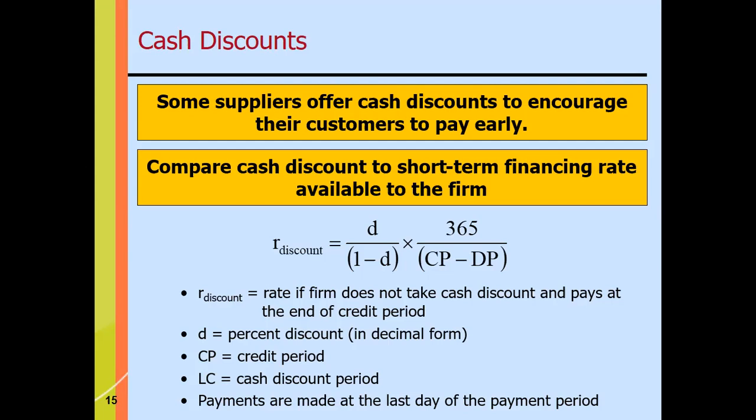So it's either we avail the discount and then we borrow money because we paid early, or what we can do is to not pay early and then we're going to make use of that money.